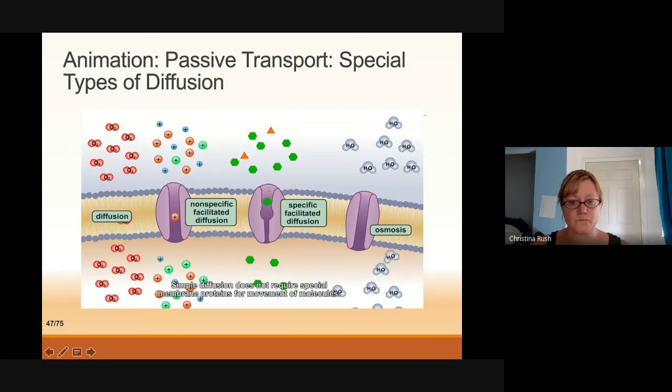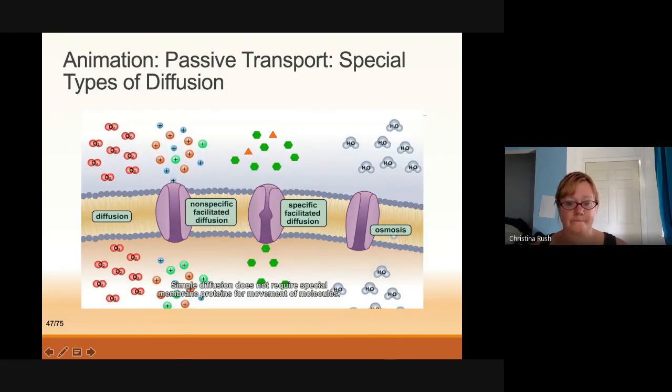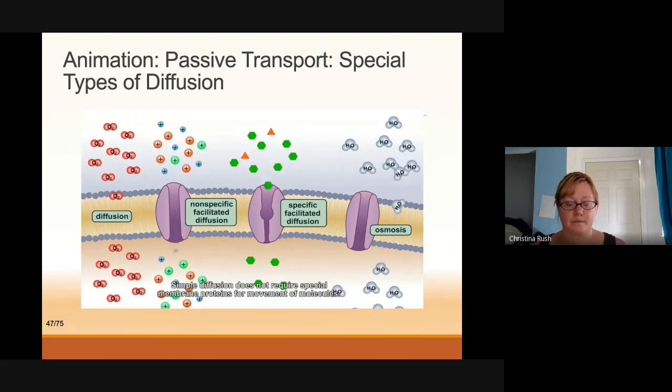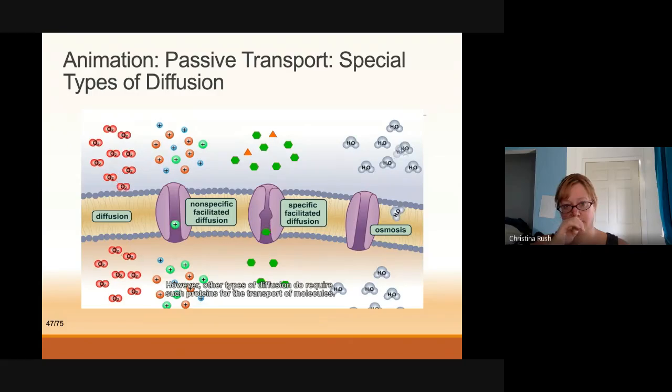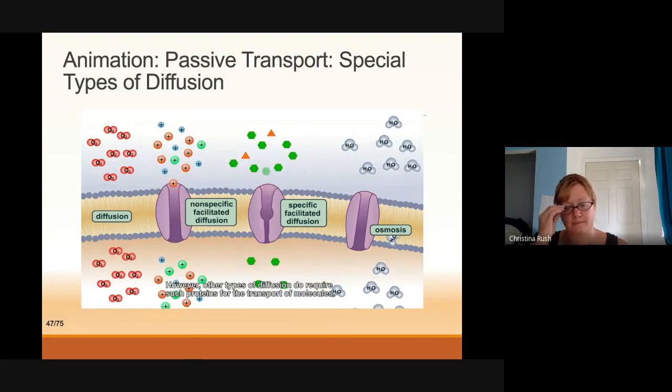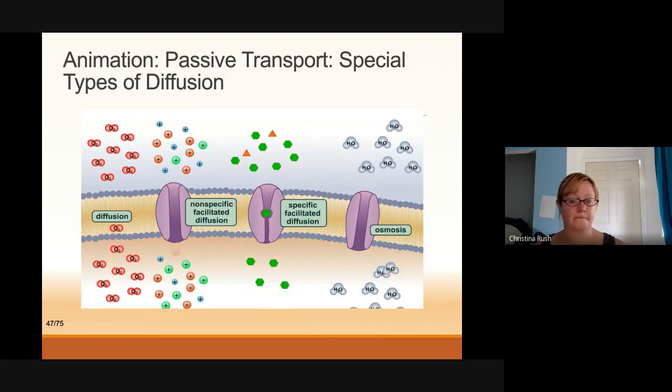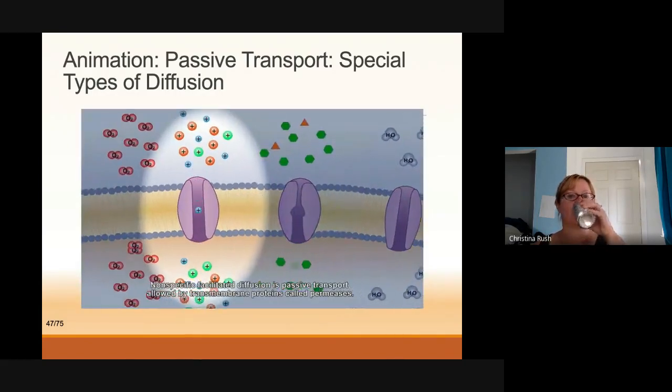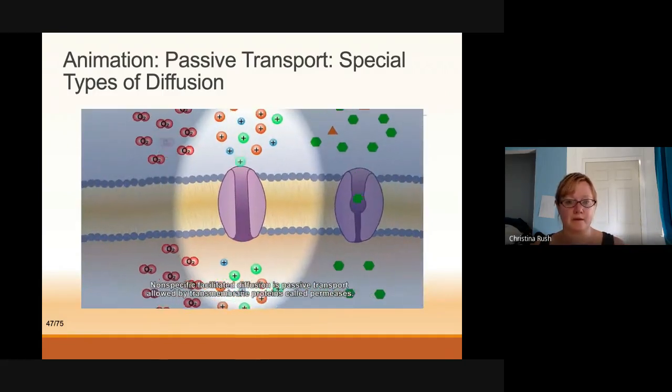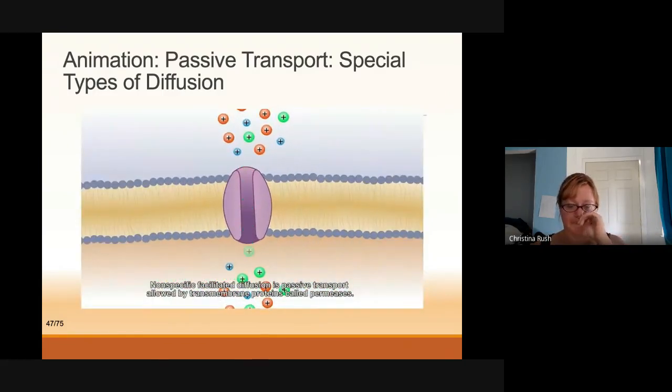Simple diffusion does not require special membrane proteins for movement of molecules. However, other types of diffusion do require such proteins for the transport of molecules. Non-specific facilitated diffusion is passive transport allowed by transmembrane proteins called permeases. In the case of non-specific facilitated diffusion, these permeases allow a wide range of molecules that meet charge or size criteria to pass through their channel.